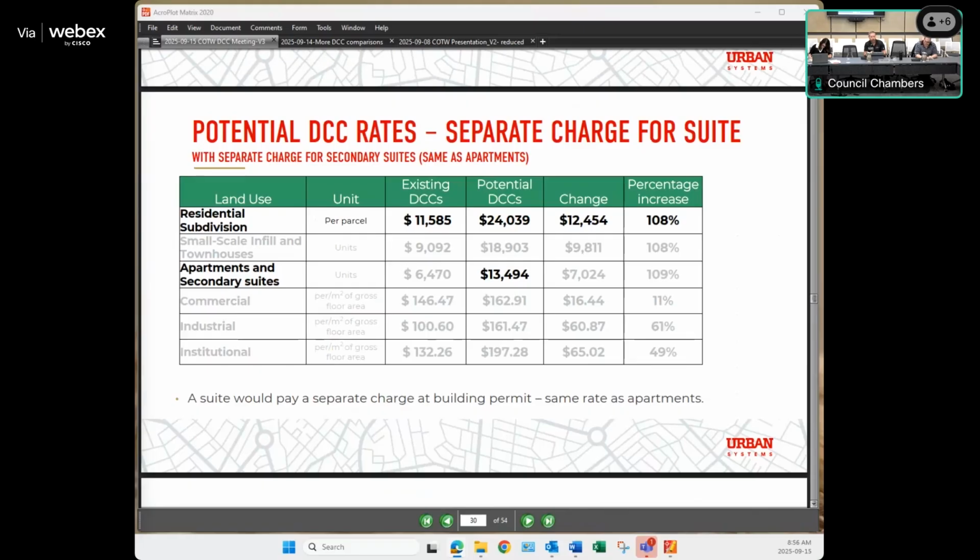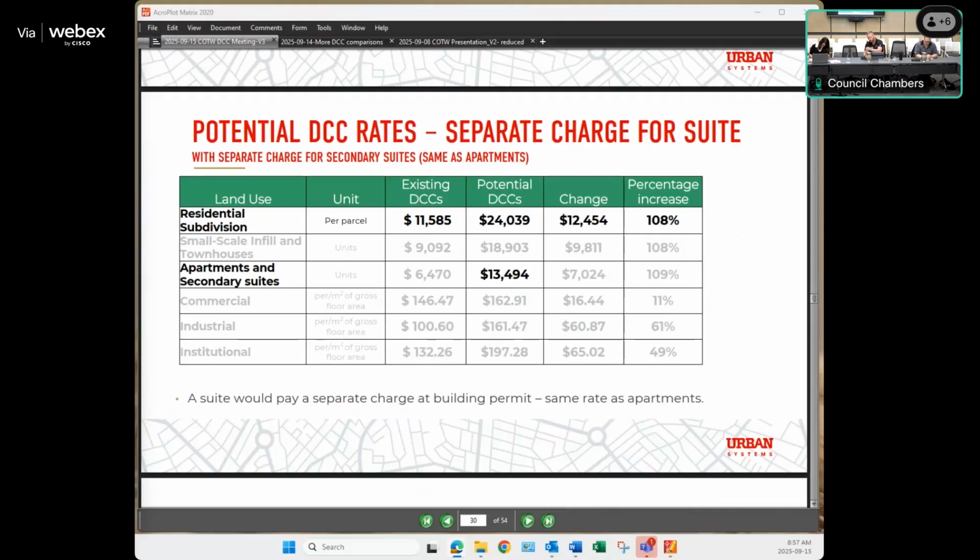Staff certainly do recognize that these significant increases are not something that is going to be easy and do need to be discussed at this table. But the infrastructure costs are what they are, and the funding needs to come from somewhere, and that's why we're here having this discussion. Thanks, I appreciate that.